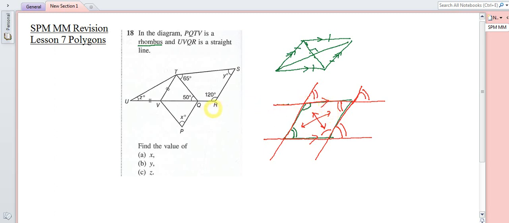Okay, so how do we get the x? All of these are the same length because this is a rhombus. So that means here will be 50 degrees also. So okay, you have a triangle here. The sum of the interior angles for a triangle will be equal to 180. Okay, let me erase this one first. Okay, I write over here.